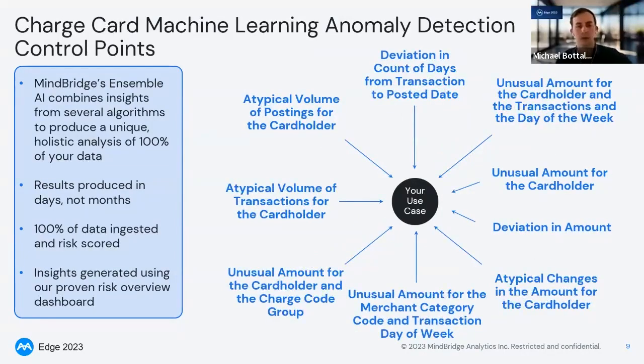Sure. The last example that we'll cover, and then we'll head into the tool, is our charge card machine learning anomaly detection control points. What we're able to look at here is atypical volumes and unusual amounts, and you can see it's a very cross-correlated approach in terms of understanding the behavior that exists within charge cards. One of the unique aspects here is you've got your MCC codes. We've indicated that as your different charge code groups. So we can map these different charge code groups to understand what's typical for them and establish thresholds for the way we evaluate them.